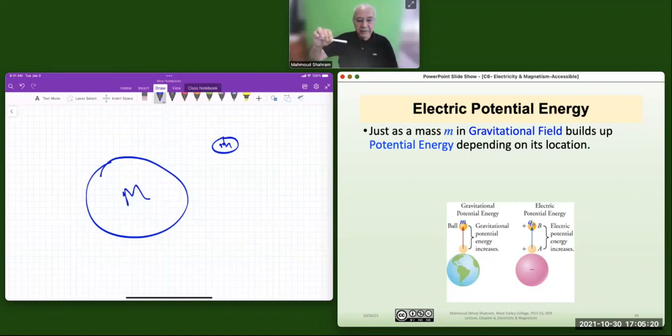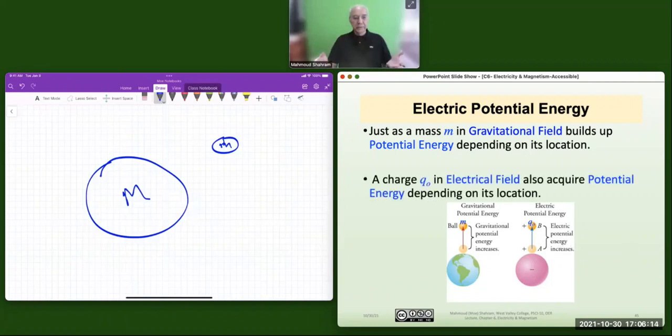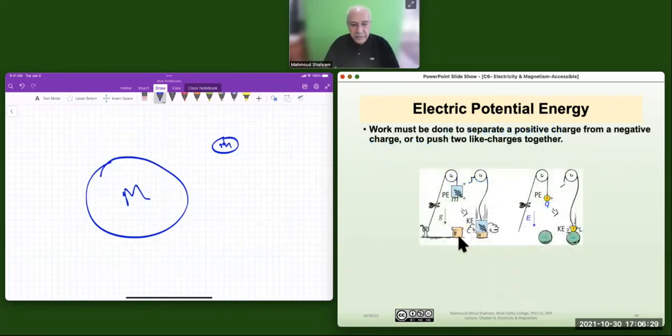So there is a gravitational potential energy built between my pen and the surface of the table. The same phenomenon happens when you have charges. So if you have a negative charge here and a little tiny positive charge, and you move this away from it, you are building electrical potential energy. Okay? The electrical potential energy of a charge against another charge depends on the distance between them. Same analogy again.